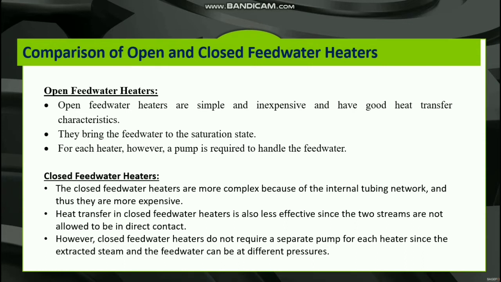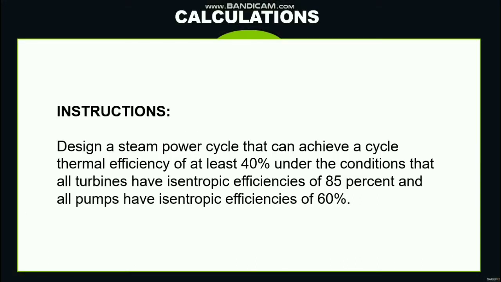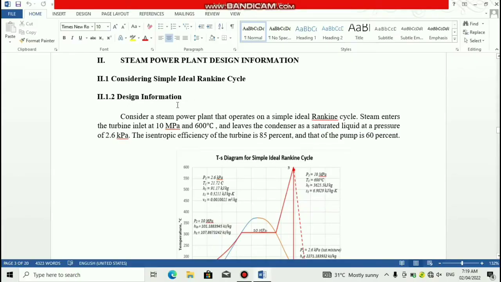Now, let's move on to the calculations. As instructed, we will design a steam power cycle that can achieve a cycle thermal efficiency of at least 40% under the conditions that all turbines have isentropic efficiencies of 85% and all pumps have isentropic efficiencies of 60%. So consider a steam power plant that operates on a simple ideal Rankine cycle. Steam enters the turbine inlet at 10 MPa and 600 degrees Celsius and leaves the condenser as a saturated liquid at a pressure of 2.6 kilopascal. The isentropic efficiency of the turbine is 85% and that of the pump is 60%. So this is our T-s diagram for the simple ideal Rankine cycle of the given problem.